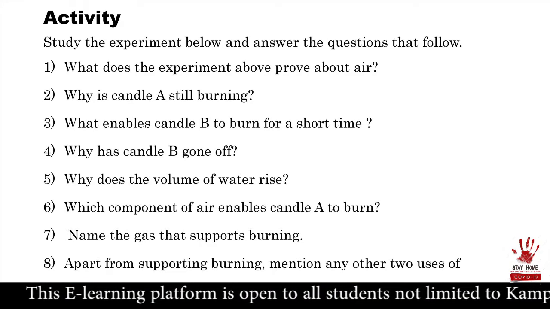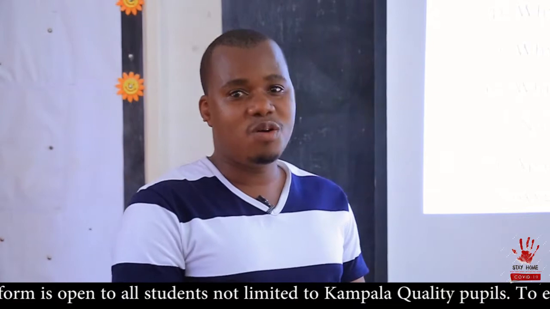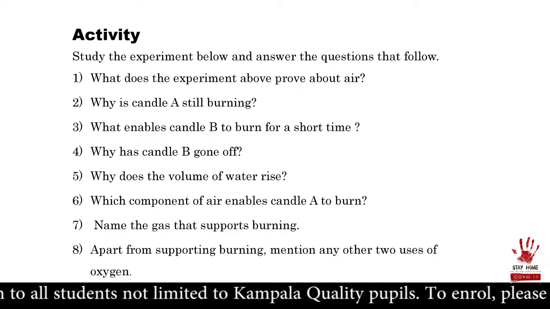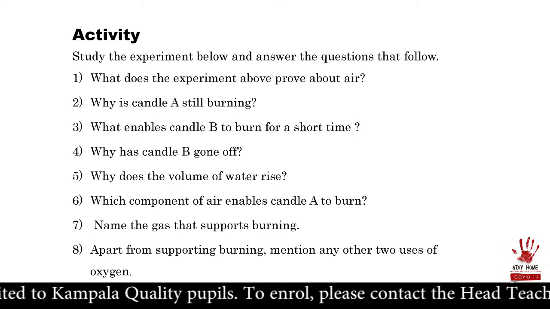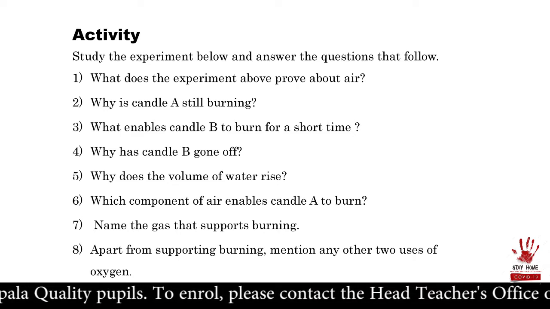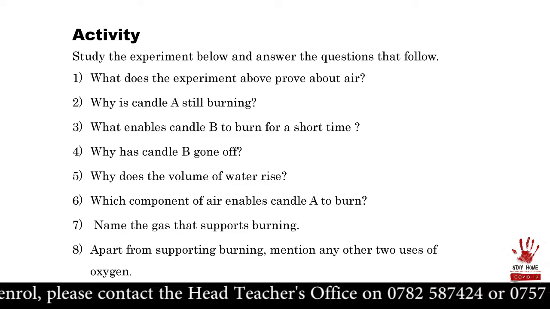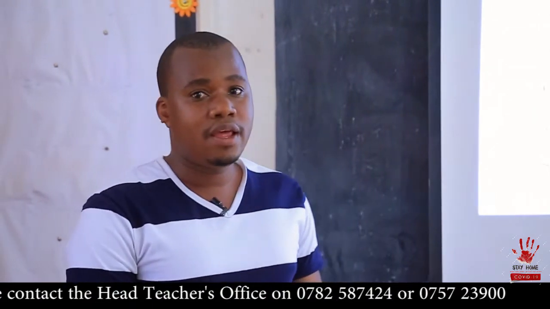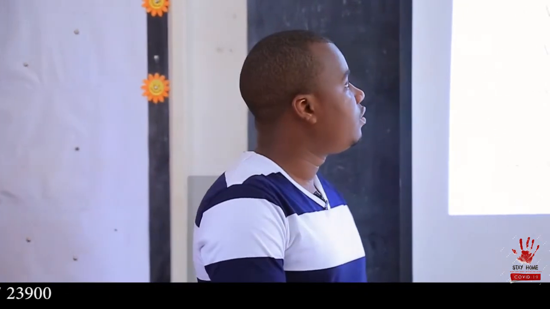Then number five, why does the volume of water rise to occupy the space that was formerly occupied by oxygen? Oxygen. Then number six, which component of air enables candle A to burn? That is oxygen. Number seven, name the gas that supports burning. Still oxygen. I hope you have that. Number eight, apart from supporting burning, mention any other two uses of oxygen. One, oxygen helps in respiration. Then oxygen helps in making plant proteins. So that was the activity for last time.